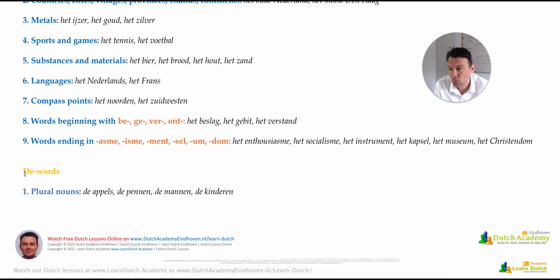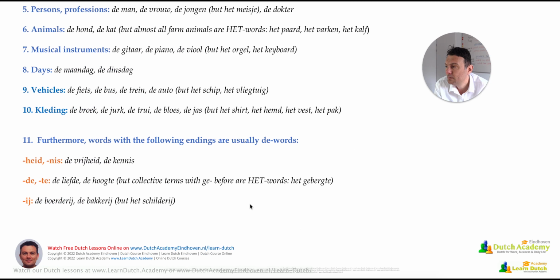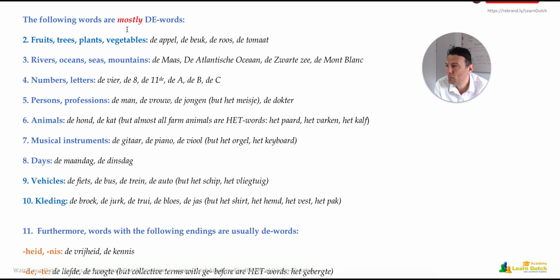The de words. When do we use de? Like I said, for plural nouns, when we both know, de appels, de pennen, de mannen, de kinderen. The following words are mostly de words. There might be exceptions. Fruits, trees, plants, vegetables, we use with de. De appel, de beuk, de roos, de tomaat.